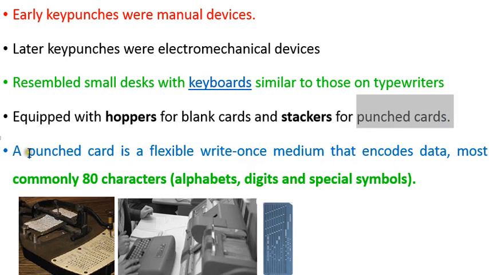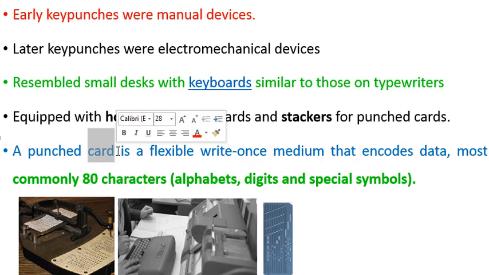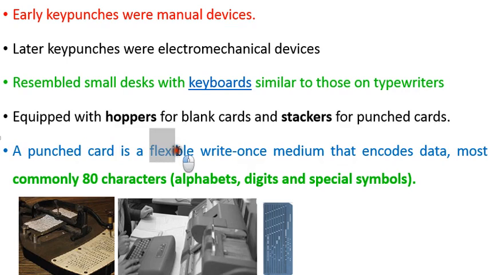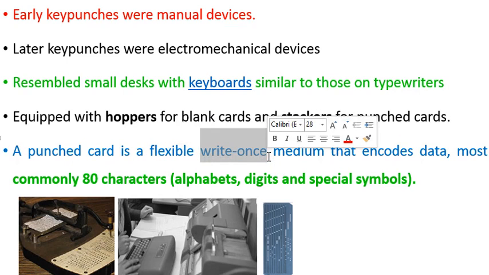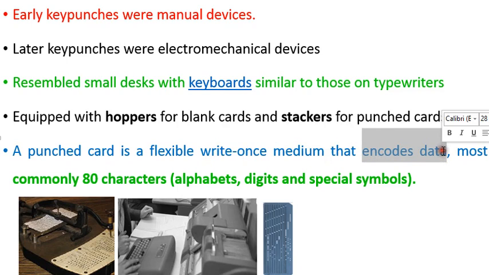The punch card, that is the device that is punched using the key punch, is a flexible material which is a write once medium. By write once, it means once you program it by punching holes on it, it is done. You cannot change it, you cannot reprogram it. By making those punches on it, it encodes, that is, it stores data in it that can be interpreted when inserted into the computer.